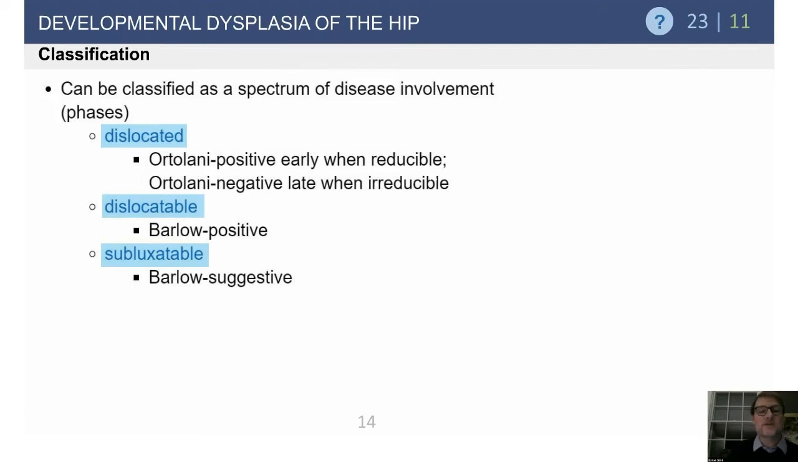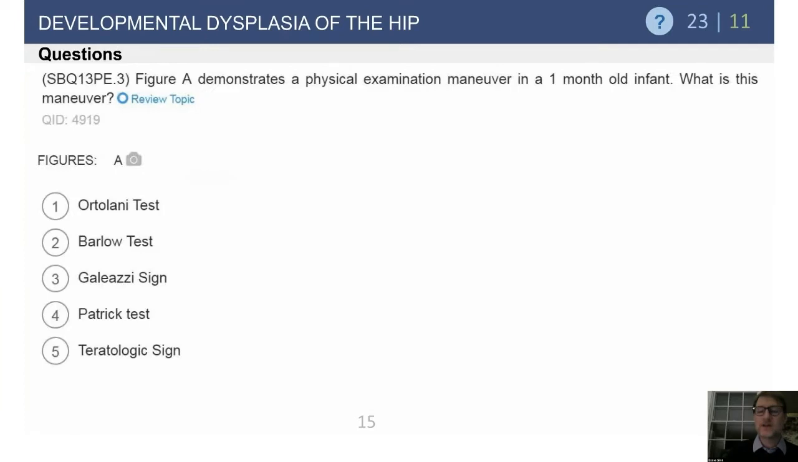At birth, it's either dislocated, dislocatable, or subluxatable. Dislocated means the hip is out at rest, and Ortolani positive means you can put it back in. Ortolani negative means it's dislocated and you can't put it back in, so it's irreducible. A dislocatable hip is one that at resting position is inside the joint, but with a Barlow maneuver, you can dislocate it, and then it comes back into the joint. And then there's subluxatable, which I think is hard to examine, but perhaps when you're examining the hip, you can feel a little laxity. So here's a test.